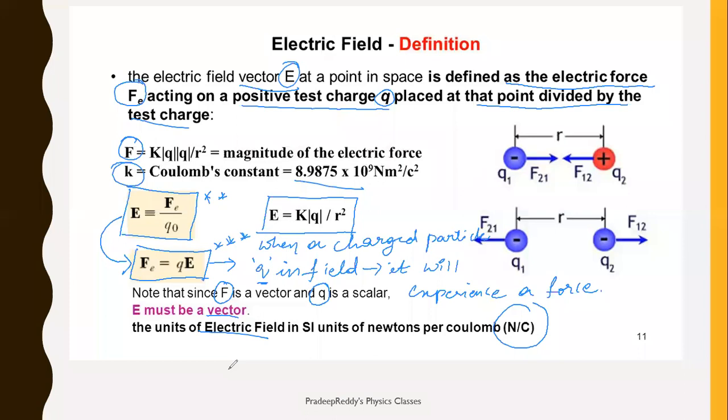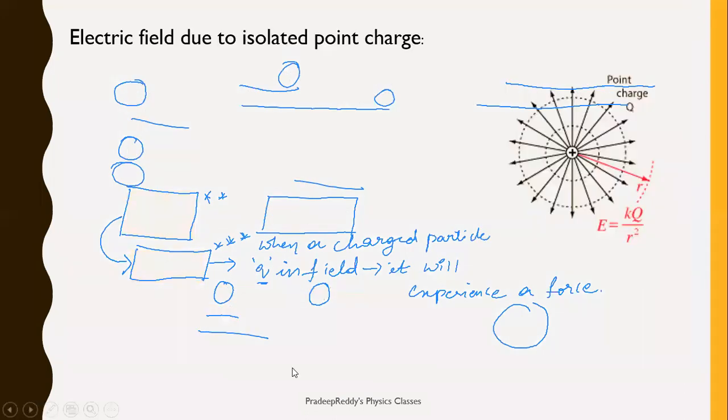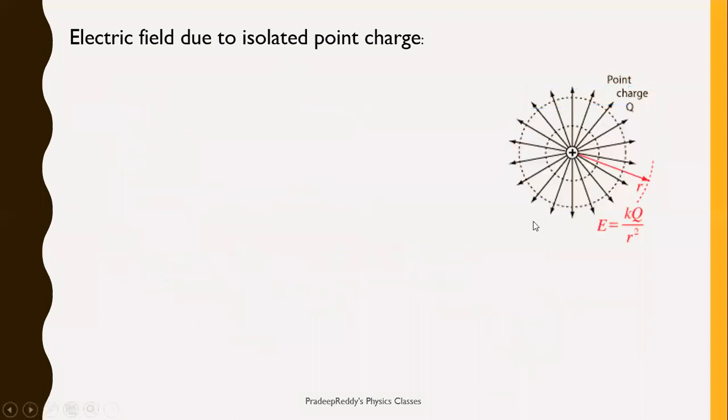Now coming to the next concept, let us learn what is the magnitude of electric field due to a point charge. Let us consider a positive charge. Say here is a positive charge. This is capital Q, right? And from this positive charge, we know that electric field will be directed outward, as we have discussed earlier. Electric field is directed outward.